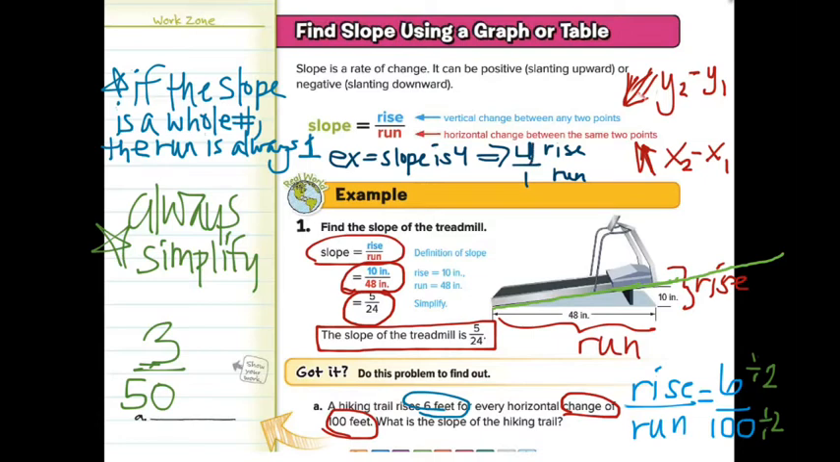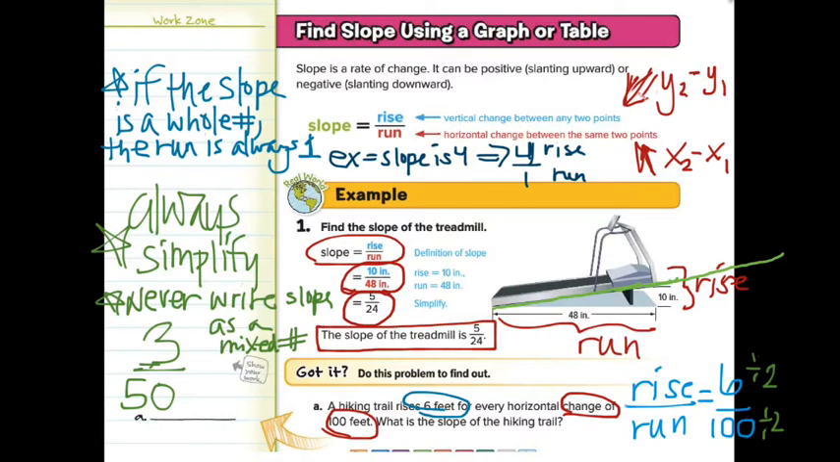Okay. The other thing, never, that says never write slope as a mixed number. Okay. The reason is because we need a rise over a run. There's no room for whole numbers here. Okay, it's a number for the rise and a number for the run.